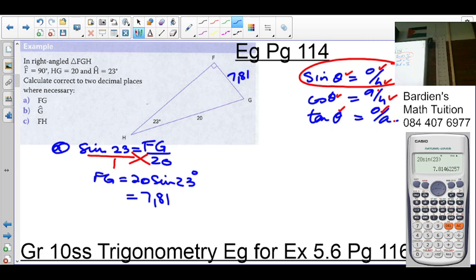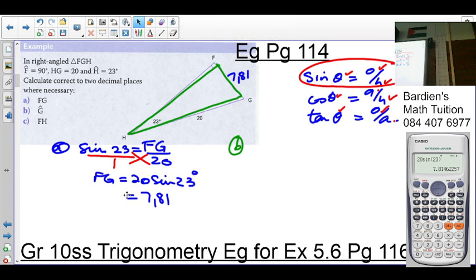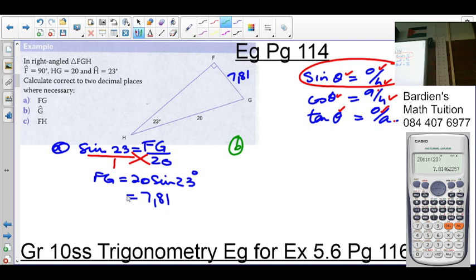Then I want angle G. How are you going to work out angle G? We know that angles in a triangle add up to 180 degrees. Can you see that? So work out angle G. So angle G is equal to 180 minus 23 minus 90, which is 67 degrees.